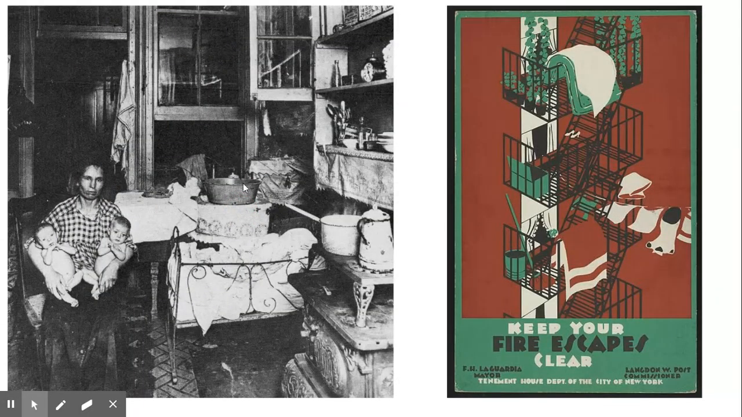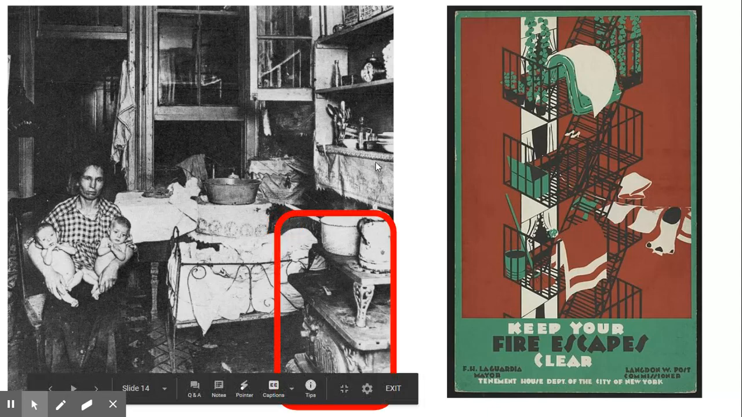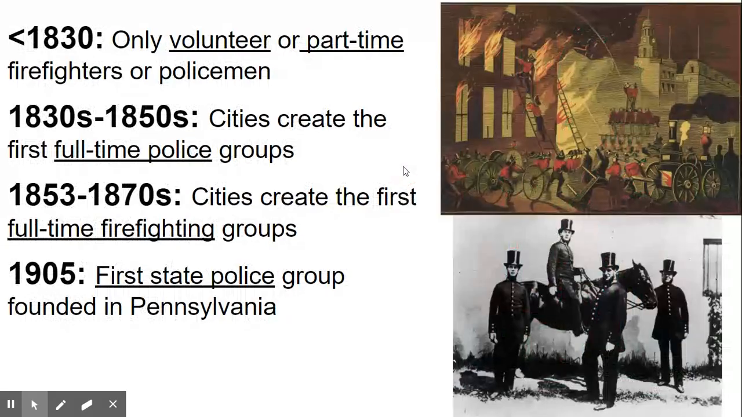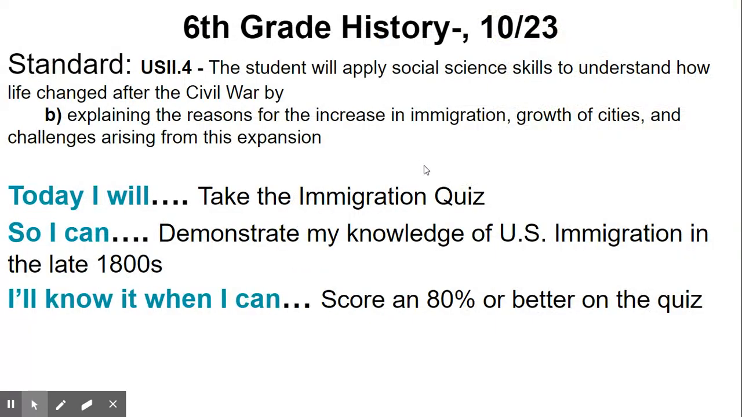Here's another picture of the inside of a tenement. And we're pointing out here that fire was a big hazard. Here was a poster telling people to keep things off of their fire escapes so they could get out if one of these wood stoves caught the building on fire.